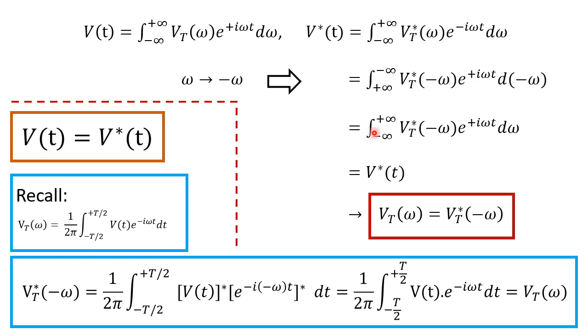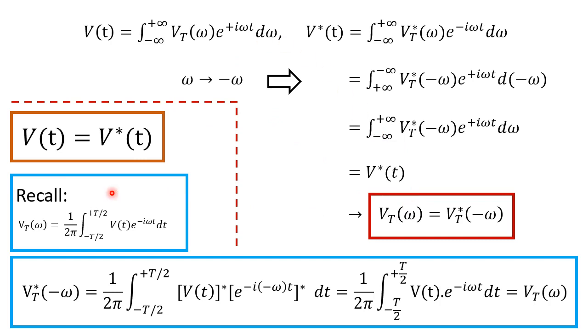So I get back my minus infinity to plus infinity again, because I lost this minus omega, and you get this. Now if you compare this particular expression with my original definition, we clearly see that because v of t is equal to v star of t, it implies that Vt omega, that is the finite time integrated Fourier transform, is equal to Vt star minus omega, right? So this is a very important result arising out of the real signal.